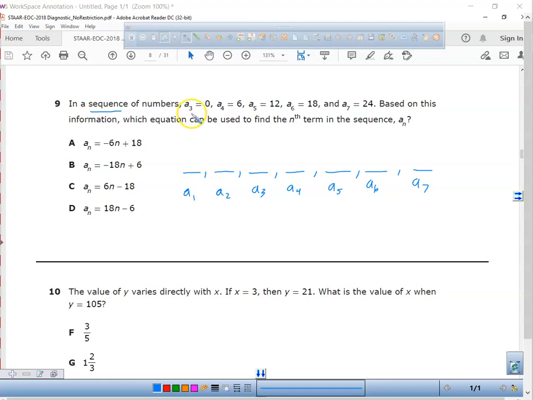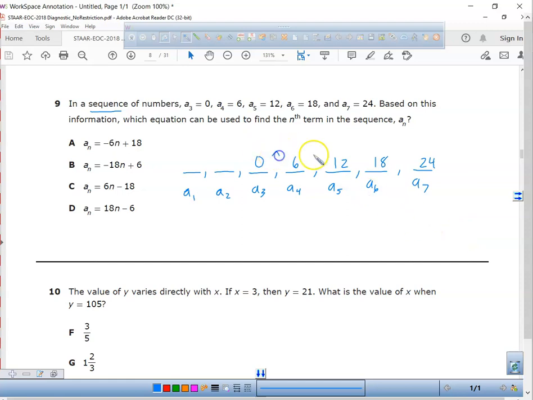What does this a subset 3 mean? That means it's our third term. So what number am I going to put right there? 0. What number am I going to put right here? 6. Then, and finally, 24. You put those numbers down as you're doing the problem, and it helps reveal what's happening every single time.